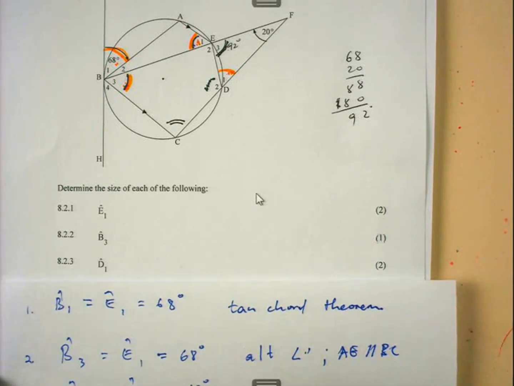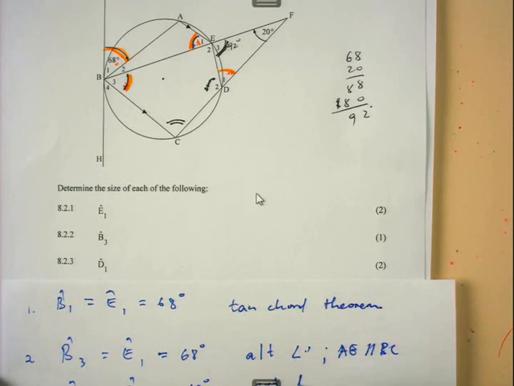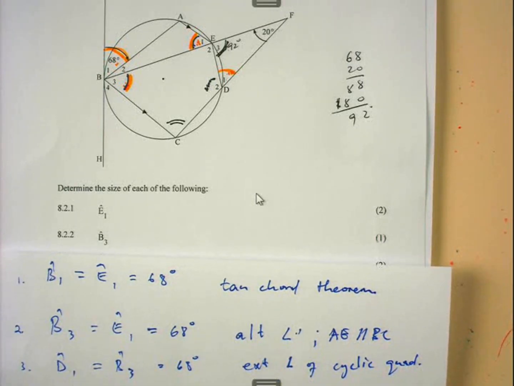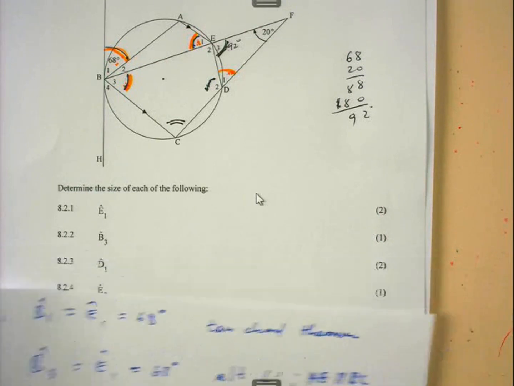Why do we say that? The exterior angle of a cyclic quadrilateral. Everything can just fit in there. The exterior angle, and you look at the diagram, angle D1 is equal to angle B3 is equal to 68 degrees. The exterior angle of a cyclic quadrilateral. Good. Are you happy with that? This is a question paper that your teachers have. I want you to go back to it and work on this again.